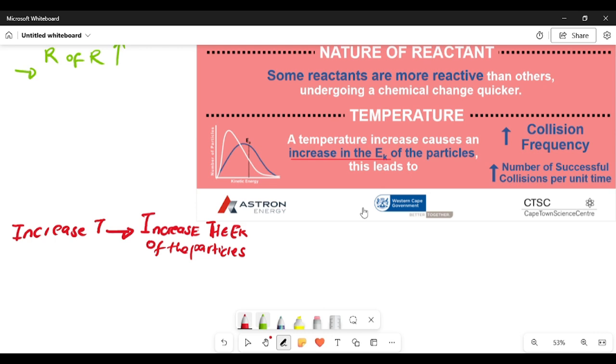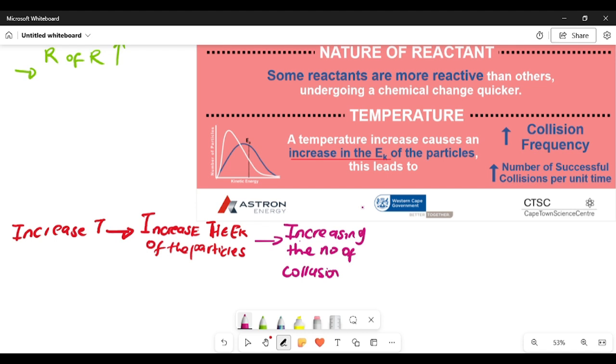Now, your particles have more energy to move around. As a result, this would increase the number of collisions, right? So this would increase the number of collisions, and not only that, but also the number of successful collisions, because not every collision would result in a reaction taking place. And why is that? As I've mentioned before, these particles have different energy levels, right? Hence, not every collision would result in a reaction taking place, or in those particles forming part of the reaction, right?